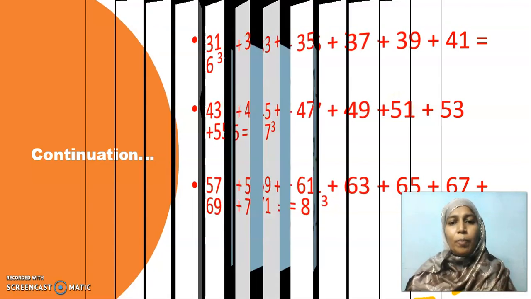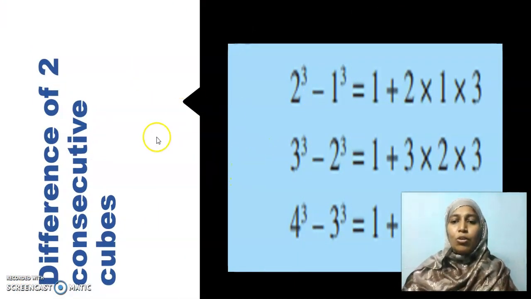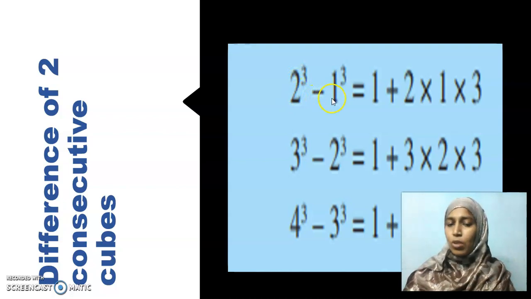Okay. Now, difference of 2 consecutive cubes. Again, we will see a pattern here. See here, 1 cube and 2 cube. Consecutive cubes means the bigger number should come first. So we write 2 cube minus 1 cube. Now 3 cube minus 2 cube. 4 cube minus 3 cube. This is how we will get it, the difference of 2 consecutive cubes.